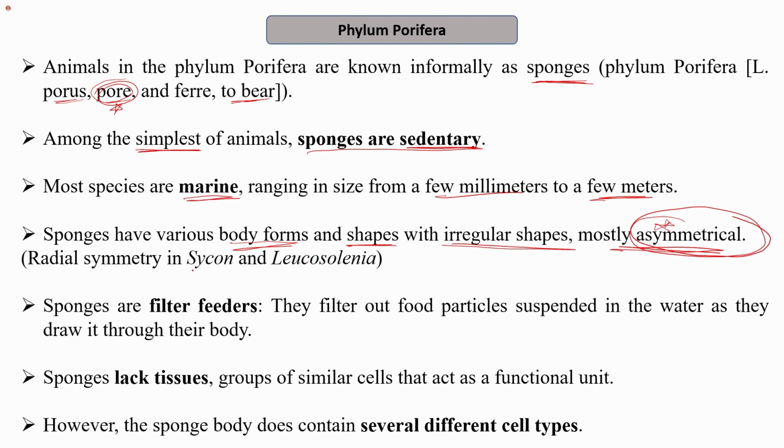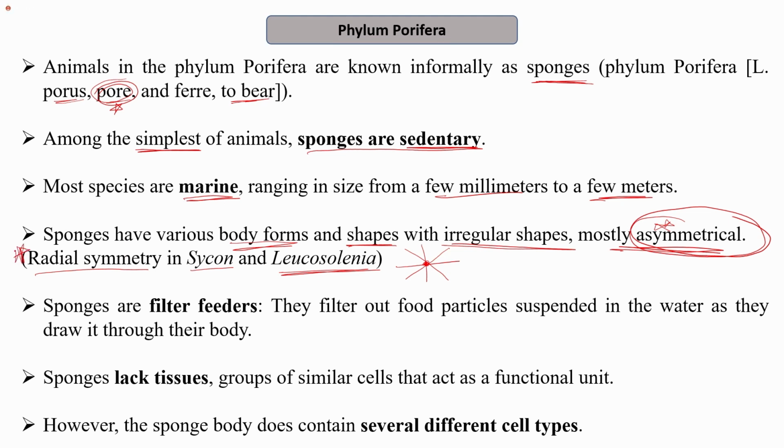For example, Sycon and Leucosolenia are examples of poriferans that have radial symmetry. That is, their body can be divided through any axis into two equal halves, any axis that passes through the center of the body. So this radial symmetry is present in Sycon and Leucosolenia, and these are exceptions to the asymmetrical nature of the organisms of phylum Porifera. So you need to remember the exceptions as well in every case.